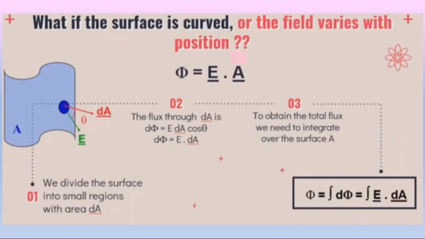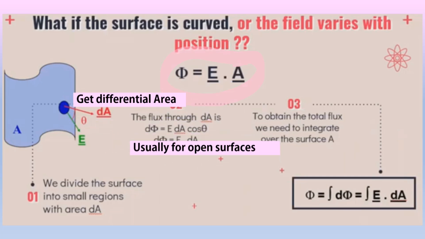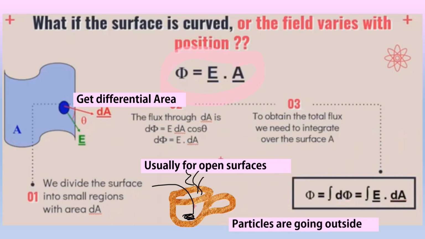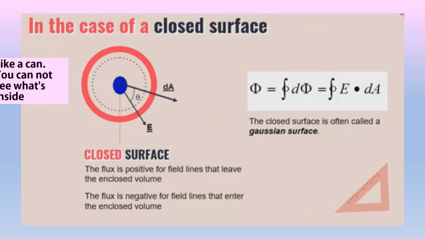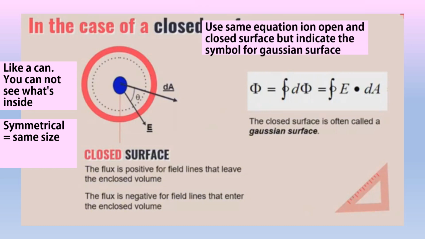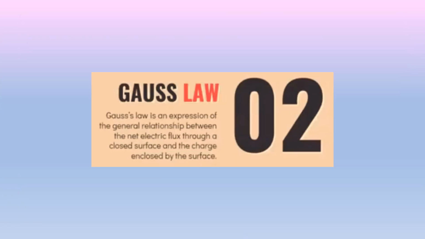Next, what if the surface is curved or the field varies with position? Again, this is the general formula. First, get the differential area. This is usually for open surfaces, like a hot coffee in a mug, where particles are going outside. In the case of a closed surface, like a can where you cannot see what's inside, it is symmetrical or the same size. Use the same equation as in an open surface but indicate the symbol for a Gaussian surface. A Gaussian surface means a closed surface.